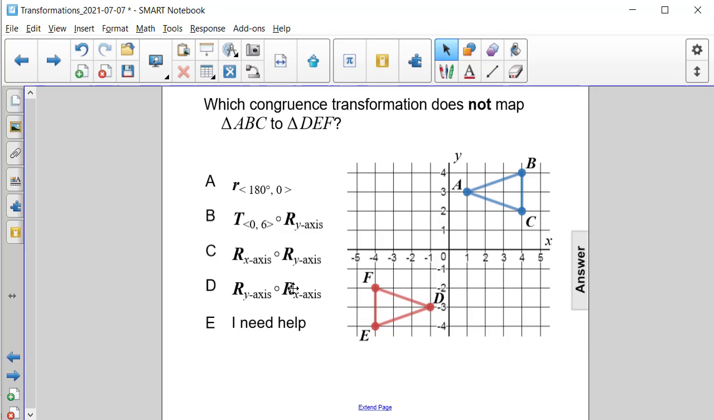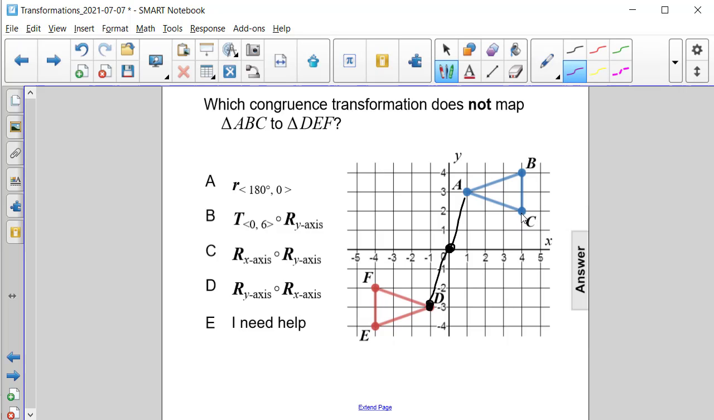Well, let's actually examine these and try to plot the composition of transformations required for each of these. So first, in answer choice A, a rotation of 180 degrees about the origin. So here's the origin. And if I go to the left 1 and down 3, I get to the origin, and a 180 degree rotation is continuing that straight line, and it does map down to point D.